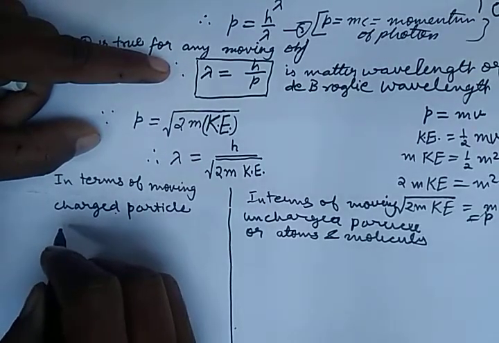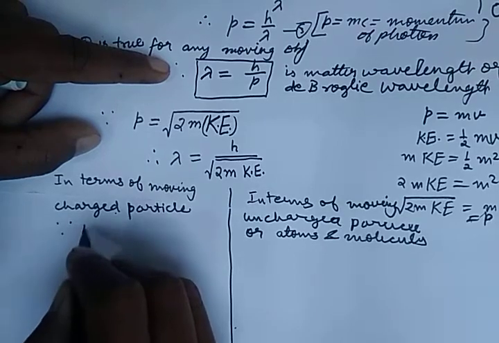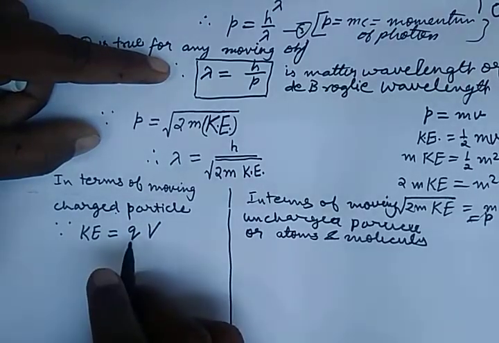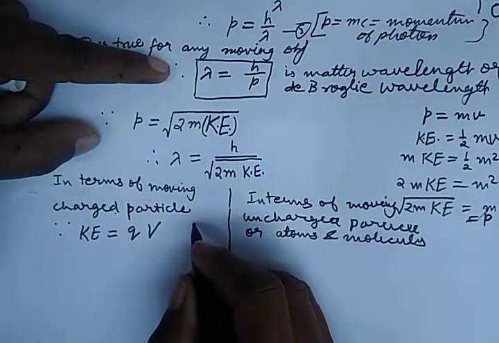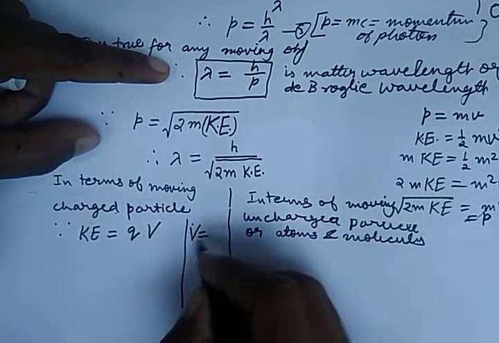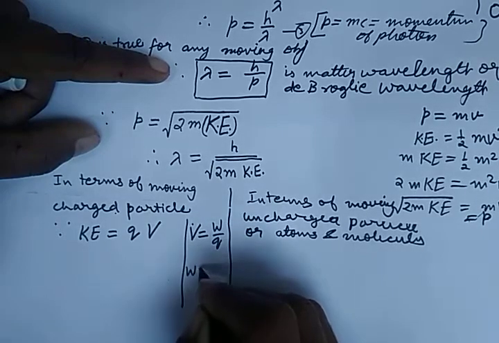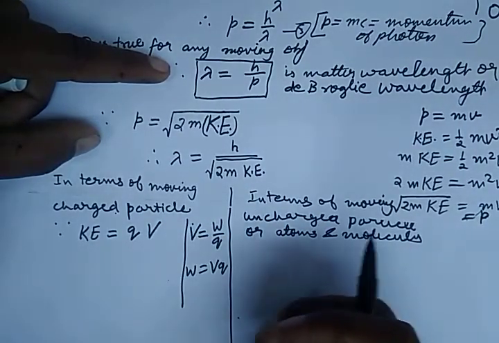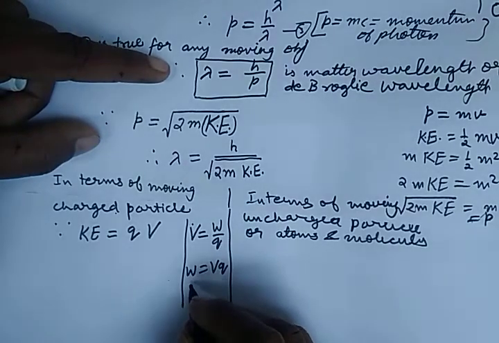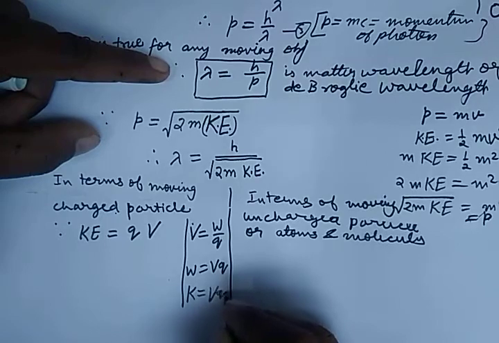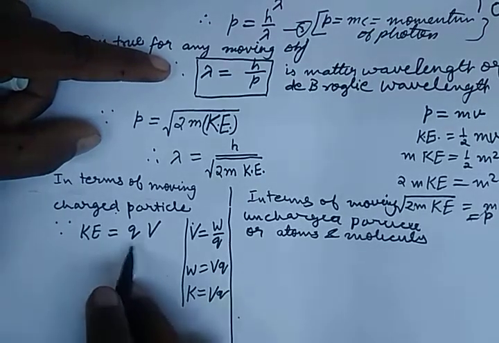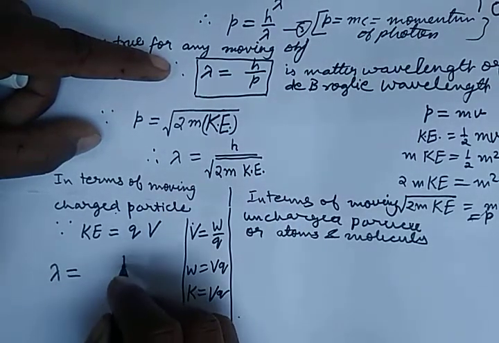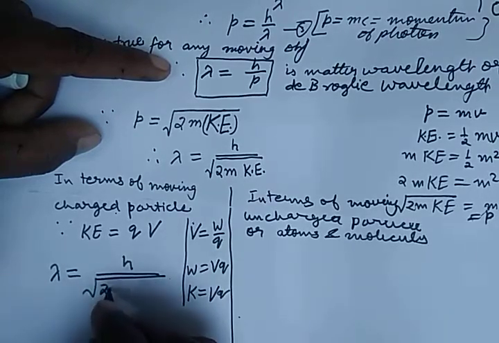So for a charged particle, we know that the kinetic energy of a charged particle accelerated through some potential can be given by KE equal to QV. Why? Because we know that potential or potential difference is W upon Q. So W equal to VQ. But if this work is to pull an electron by applying some high voltage, then this work will be the same as kinetic energy, work energy theorem. So that is why kinetic energy equal to QV. So we can put it there. So lambda equal to h by root 2mQV.